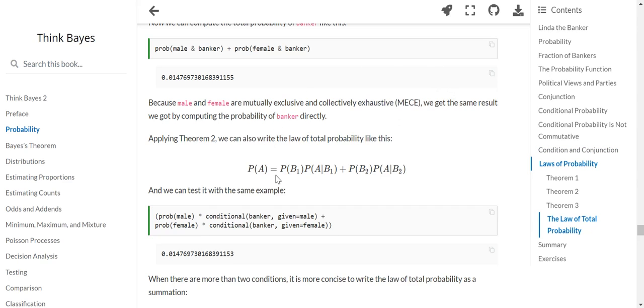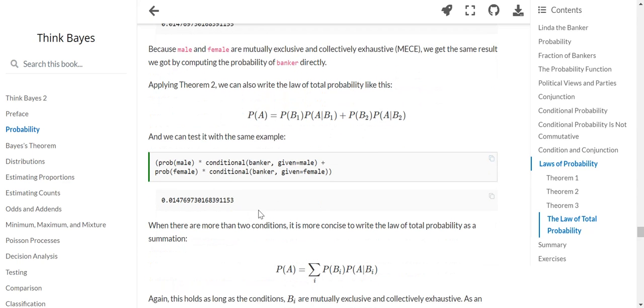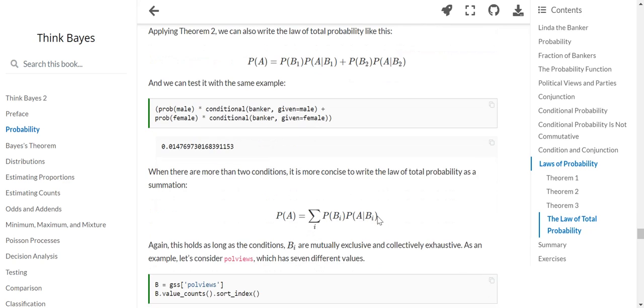So applying the theorem, P of A is P of B1 times P of A given B1 plus probability of B2 times probability of A given B2. So this is the probability of being male times the probability that the person is a banker given male. Yep, this makes sense, and you get this. So if there are more values, then you get this general summation.